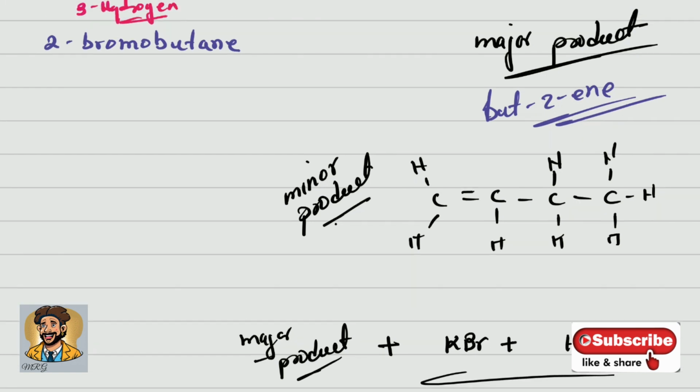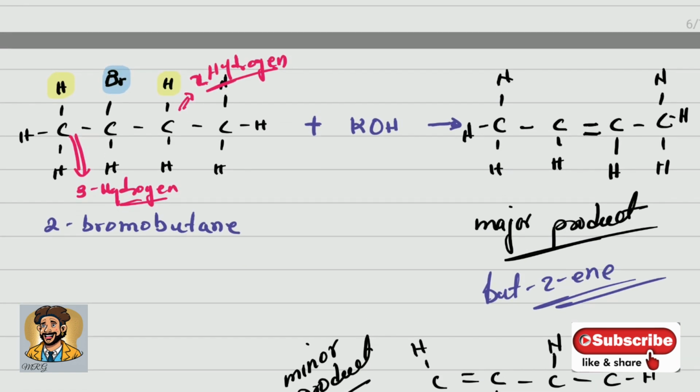And guys, this is the dehydrohalogenation. It's quite simple. I hope it helped.